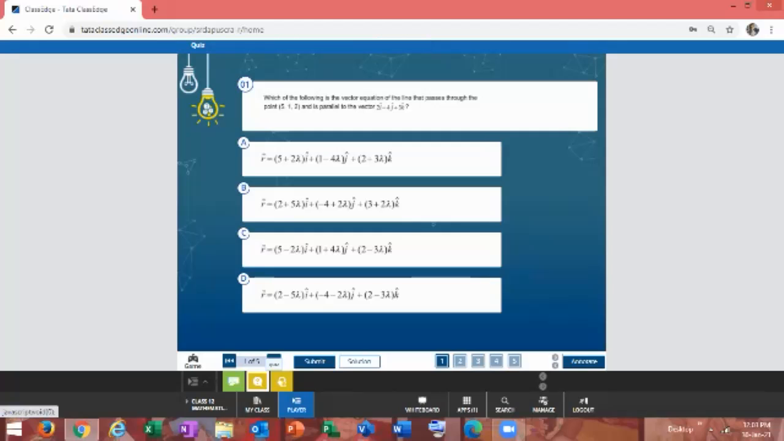Which of the following is the vector equation of the line that passes through this point and this? Will you tell me, please? I am waiting for your answers. Tell me which is the correct answer of this.